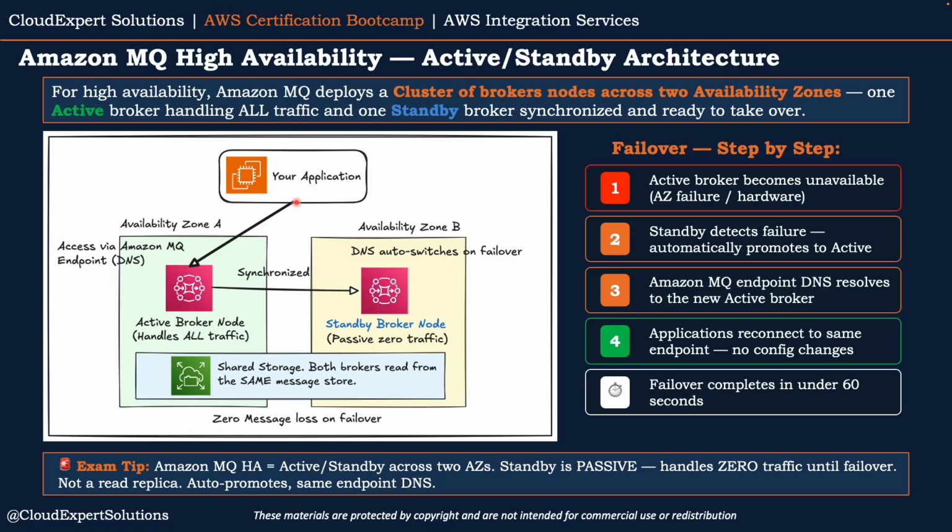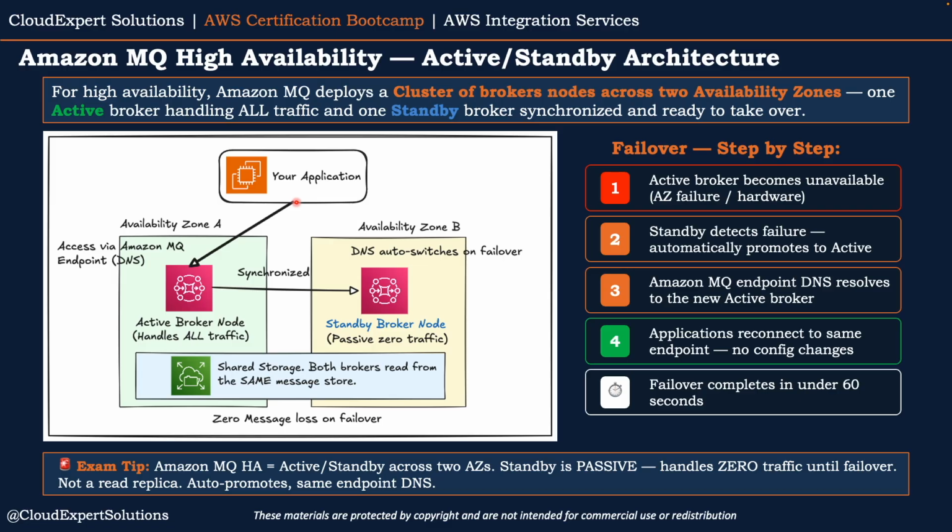For the AWS certification, please remember this fact. ActiveMQ high availability means an active standby pair across two availability zones. The standby is passive, handling no traffic. The application reconnects automatically via the same endpoint DNS after failover. If you see ActiveMQ and high availability in the same question, the answer involves an active standby configuration.